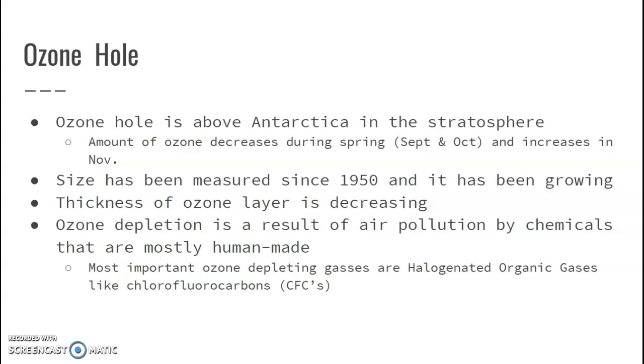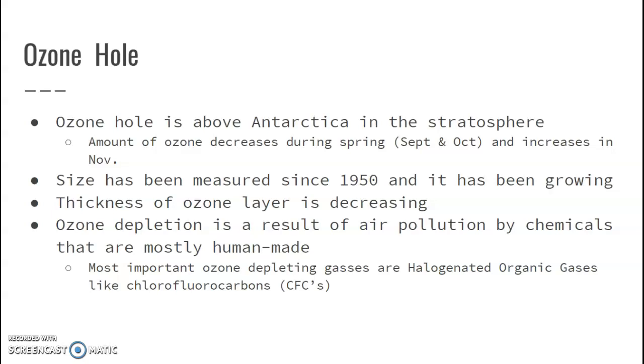Scientists have been measuring the size of the ozone hole since the 1950s, and it's been growing steadily. And the thickness of the ozone layer has also been decreasing steadily as well. Why is this happening? Ozone depletion is a result of man-made air pollution. The chemicals that we use, CFCs, are depleting this layer. This is all on us.